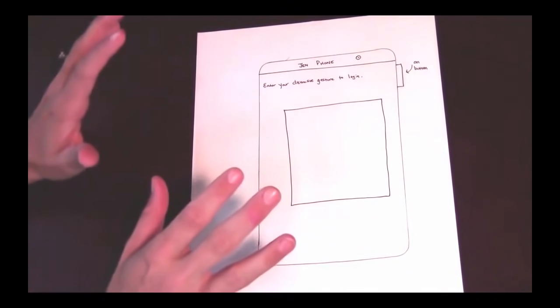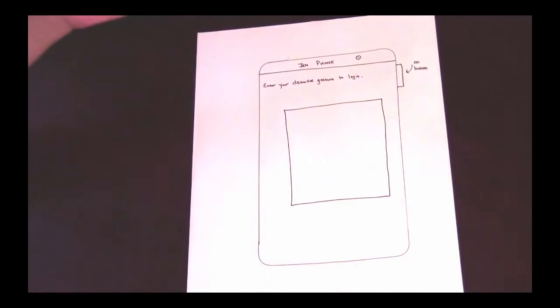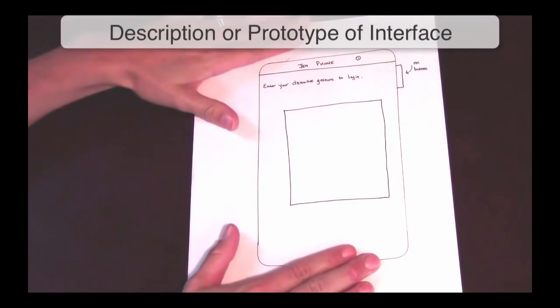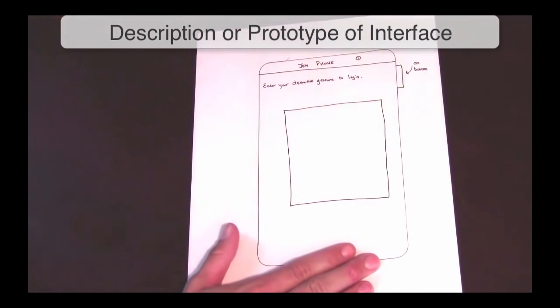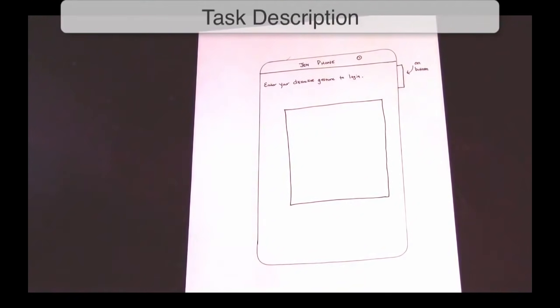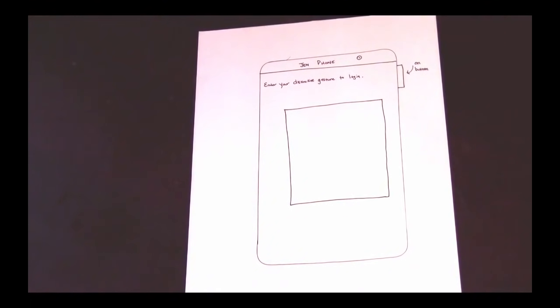Now, to do a cognitive walkthrough, we need a description or prototype of the interface. That's what we have here and that I've just described. We need a task description. That's basically to log in. Normally, logging in isn't a great task because it's not the user's goal to simply log in. They want to log in to do something else. But since we're just checking the login system here, we'll make that our task.